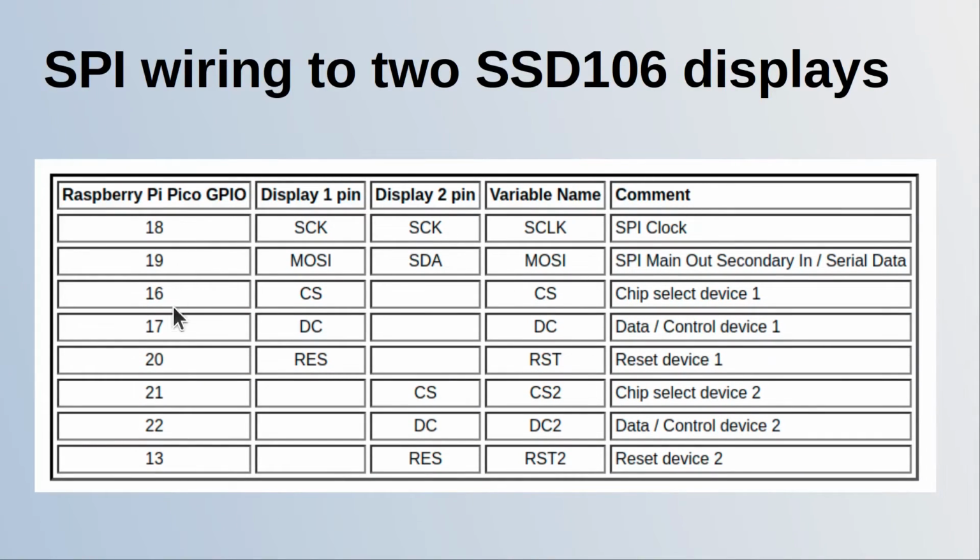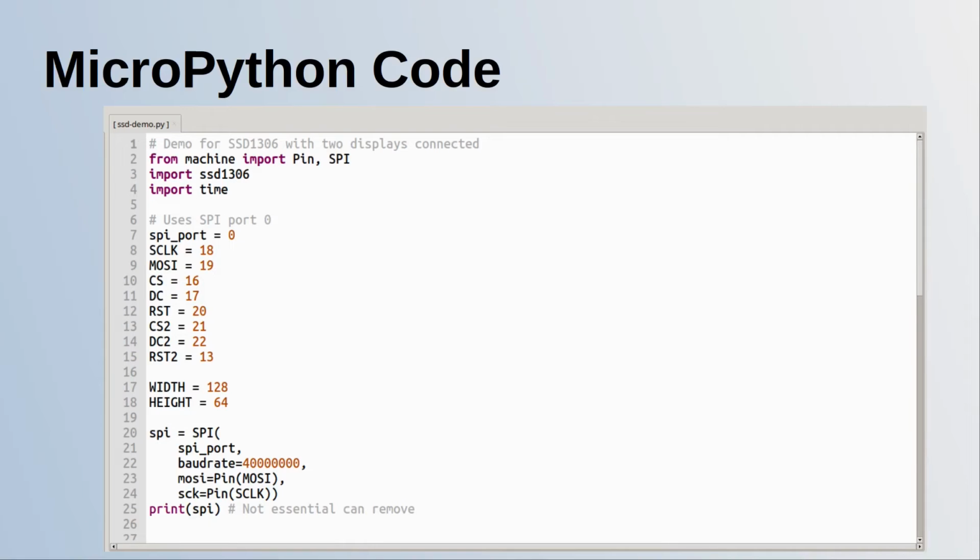This table shows the different pins I used on the Raspberry Pi Pico, and these are the GPIO references, and how they relate to the labels on the displays, the variable name used in the software code, and a comment to describe what they're used for. So here's some code which I've created in MicroPython. To try this out, you'll first have to upload the library module ssd1306.py to the Raspberry Pi Pico. Details of where to get this are included in my webpage. See the description. And then you can copy the code from my website into Thonny, as shown here.